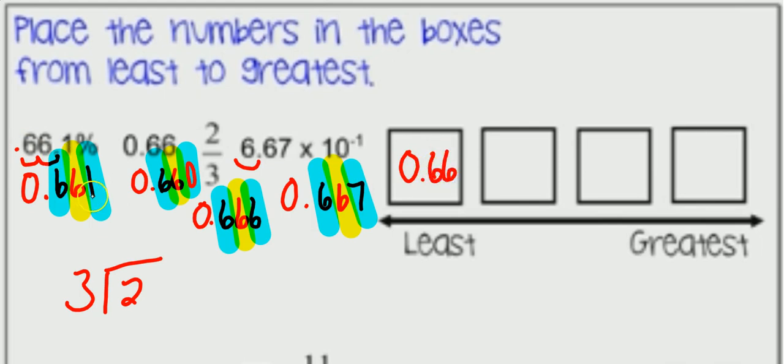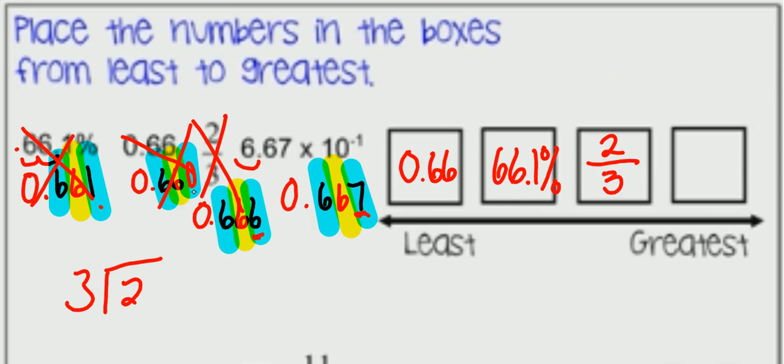Okay, so I'm done with this one. This one has a 1, that has a 6, that has a 7, so the next number is going to be 66.1%. Followed by 2/3, you see, because of that 6, and this has a 7, so 2/3. And then my greatest number is going to be my scientific notation, 6.67 times 10 to the negative 1.